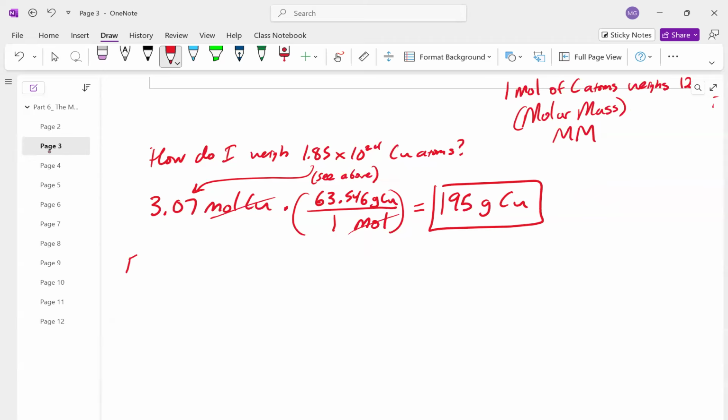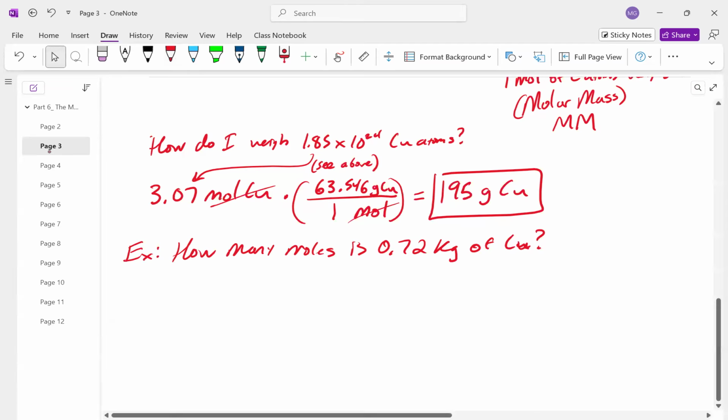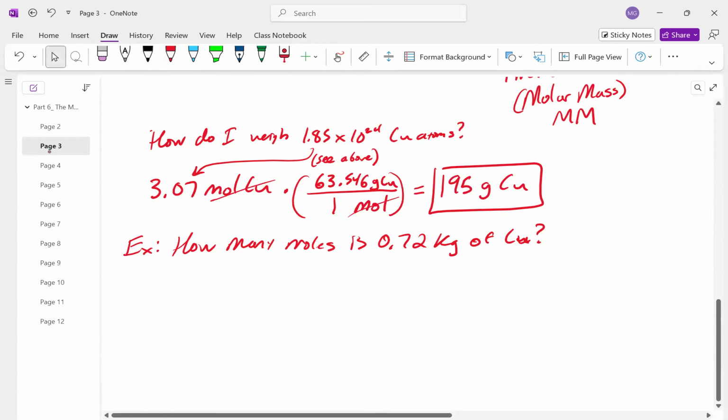Now let's do another example. How many moles is 0.72 kilograms of copper? Okay. So when approaching a problem like this, it's easy to get lost and be like, I don't even know where to start. Start by doing conversions.